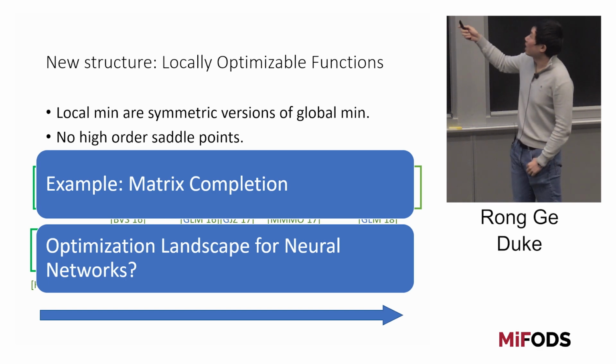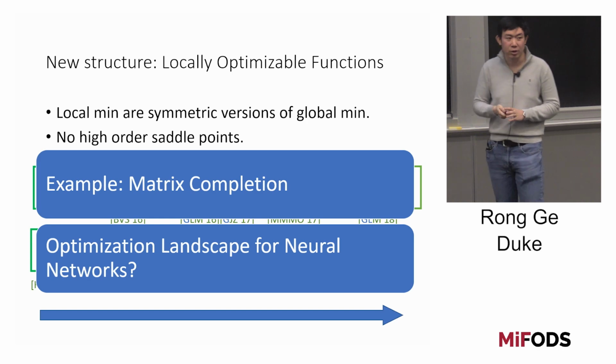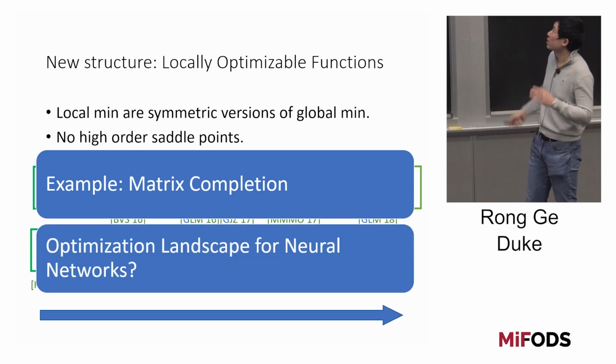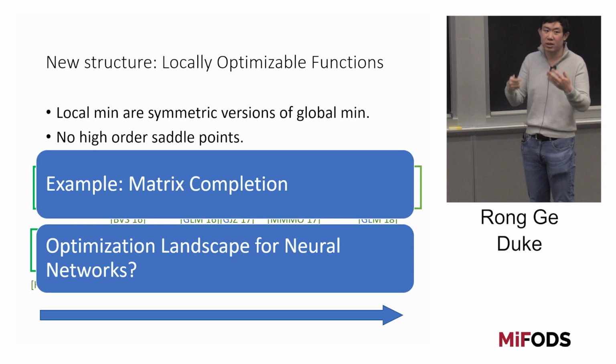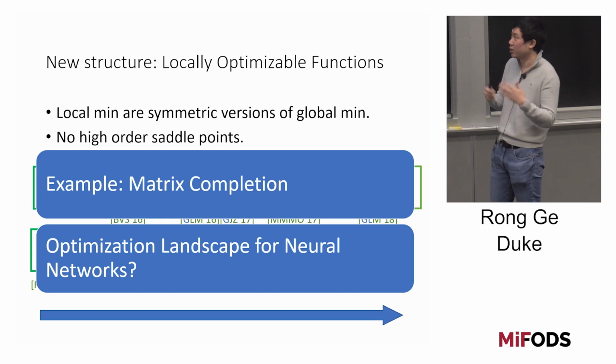So in the remaining time, I'm just going to go over some of the attempts that people have made on the optimization landscape for neural networks. The optimization landscape for neural networks is actually much more complicated than all of the cases that we saw before. It's not the case that all the local optima are generated by these symmetry transformations. The symmetry, of course, still plays a role, but it's not going to be the whole story.